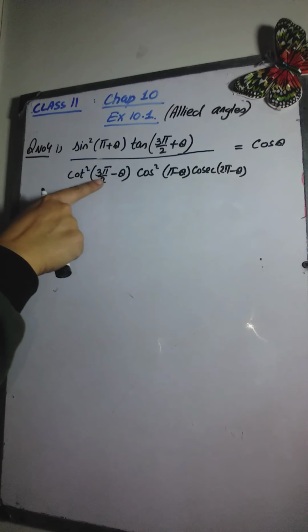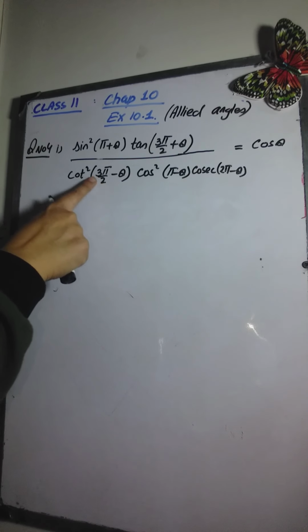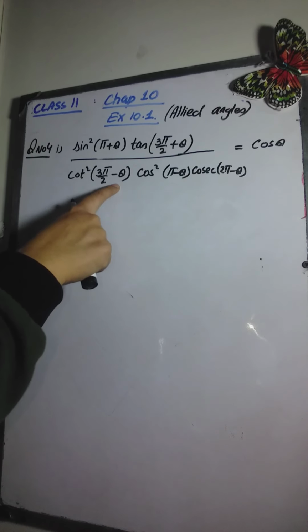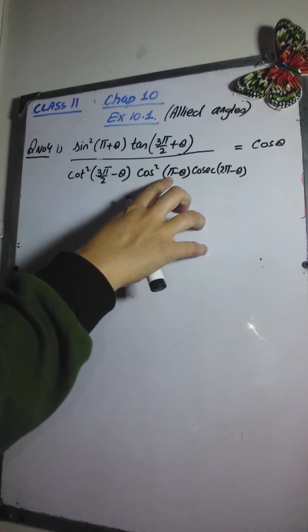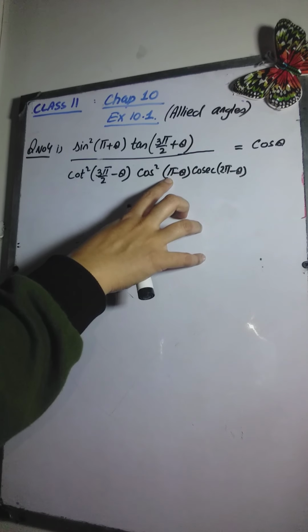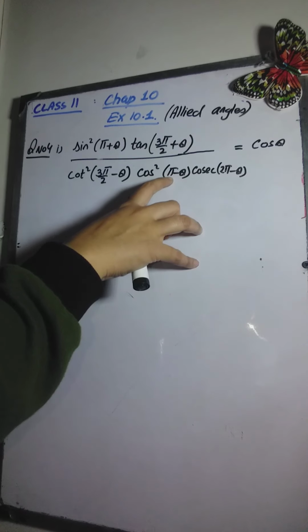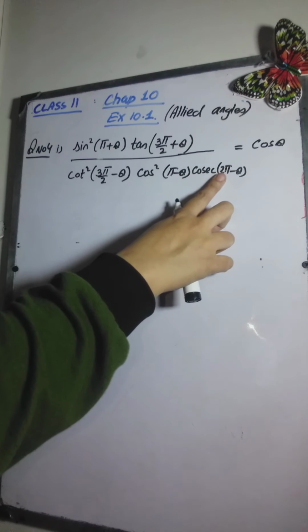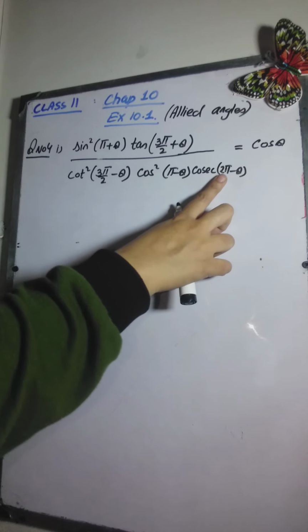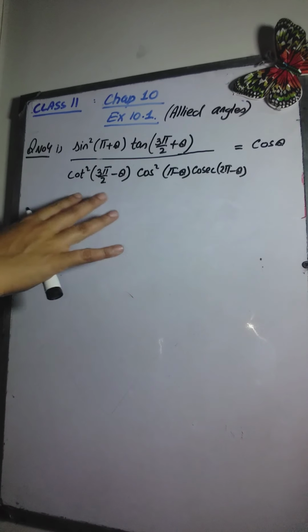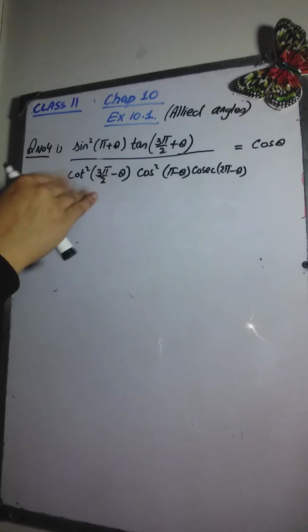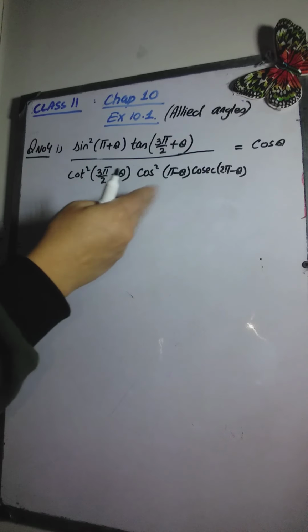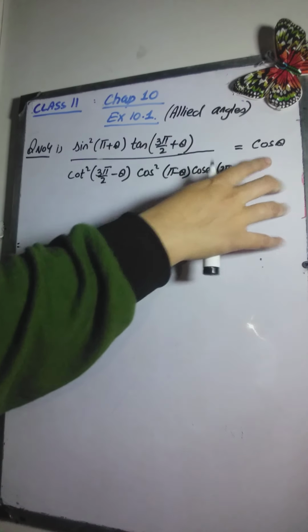So over here again 3 times pi by 2 means we have some multiple of 90 minus some other angle. Cos square pi, again pi is an even multiple of 90, 2 times pi by 2. Here 2 pi can be written as 4 times pi by 2. So I am going to write it in the form of allied angles, which will help us to cancel out some things to get cos of theta.